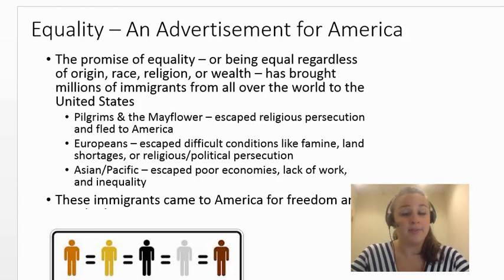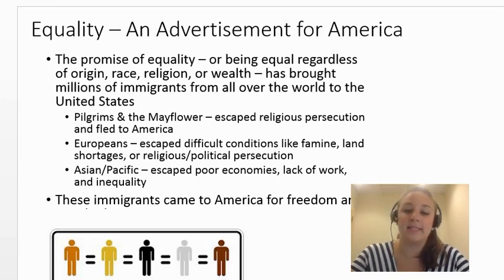Another example, Europeans. Europeans came to America to escape difficult conditions like famine, meaning there's not enough food, land shortages, meaning you don't have enough places to grow your food or for your family to live, as well as religious and political persecution. So they came to America to look for some equal opportunities for religious and political freedoms.